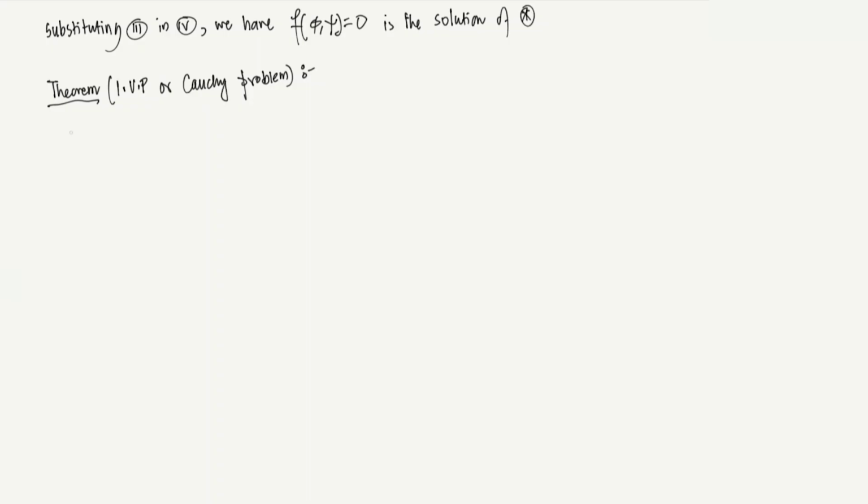Okay. So, suppose that C is a given curve in the x comma y plane, with parameterization.